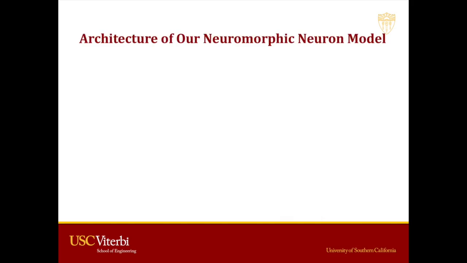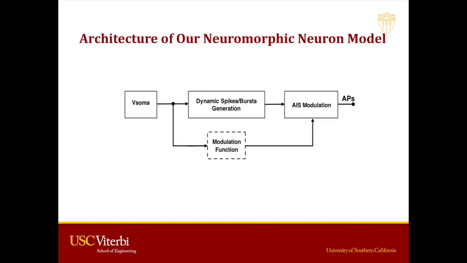Here, we show the block diagram of our model. We use V-soma to represent the nonlinear synaptic computations, so that V-soma can be any analog or digital signal. Then, we use a direct correlation to allow V-soma to directly modulate the AIS block to show that even with the simplest modulation function, the number of the generated spiking patterns can be increased.